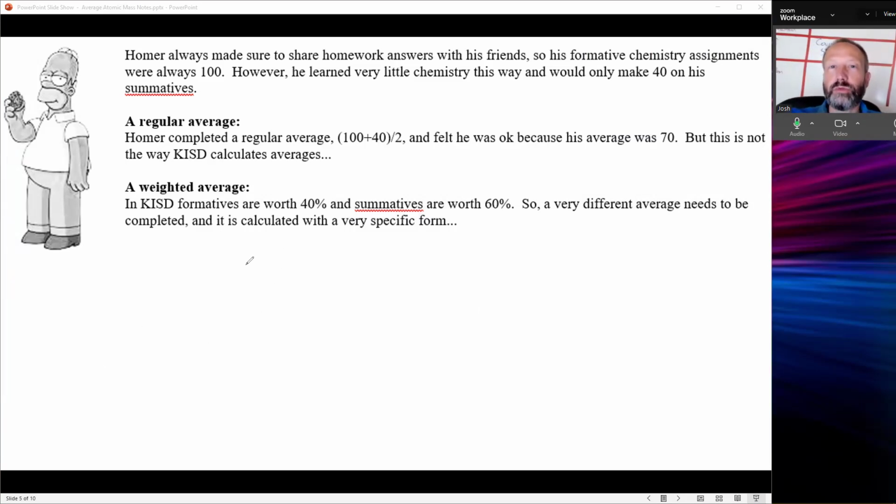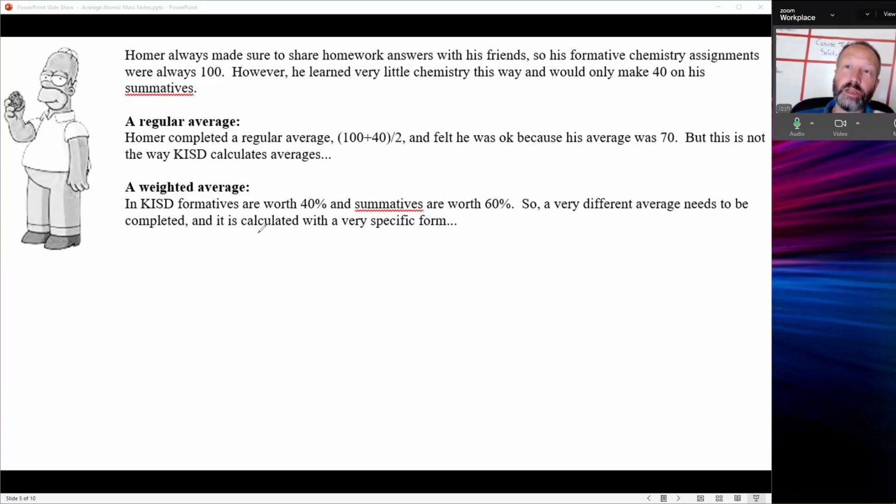So we've got Homer, and if you know Homer Simpson, he's not the brightest person in the entire show, honestly. He's probably one of the least bright. He's going through school, and he has no clue what he's doing in his job, probably because he shared all his answers with friends to make sure they all got the correct answers on their assignments, which is fine. They got 100% on the assignments, but he would not do well on his summative assessments, his tests.